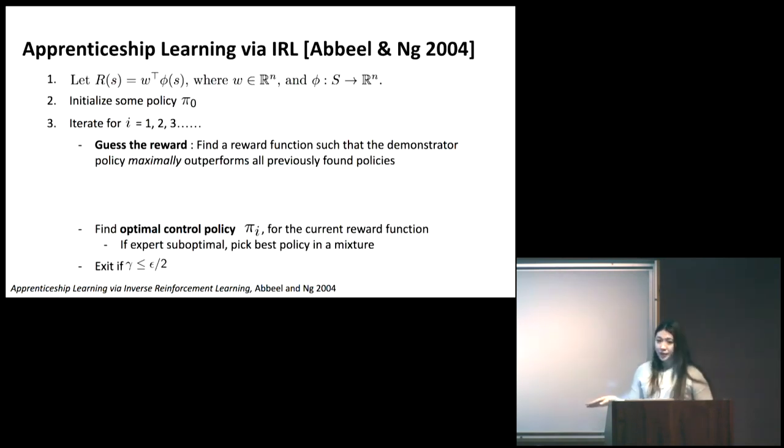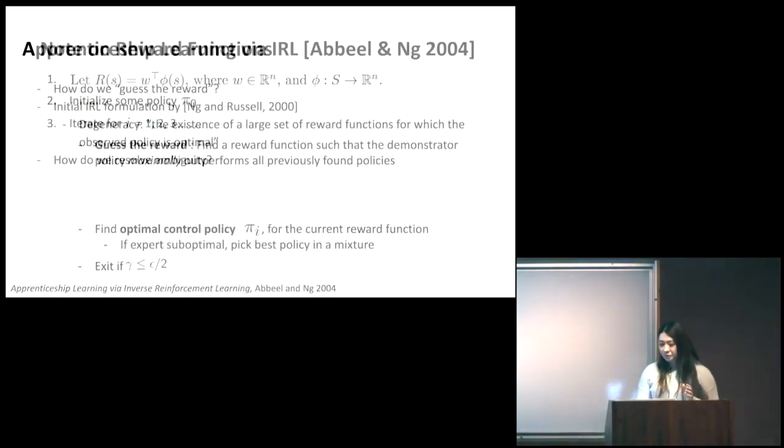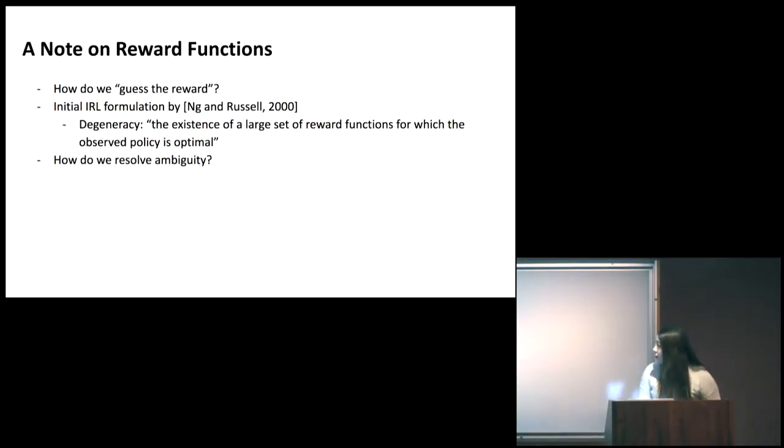So to sketch out the algorithm that they propose, we start with our assumption and initialize some linear reward function, and some initial policy. Then we continue iterating by alternating between guessing a reward function and then finding the optimal policy with respect to that reward function. The high-level idea here is that we're getting closer and closer to the expert's performance. But here, there's this gaping hole where we're trying to guess the reward. So how do we guess the reward?